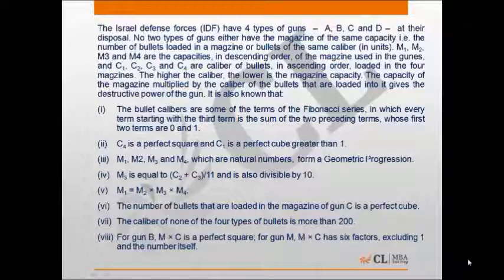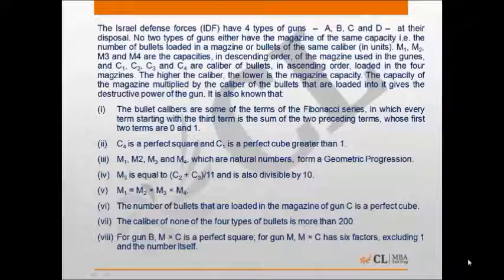And when the magazine capacity is multiplied by the caliber of the bullet loaded into a gun, it gives the destructive power of the gun. Some more information is given. Like the bullet calibers are some of the terms of the Fibonacci series, in which every term starting with the third term is the sum of the two preceding terms, whose first two terms are 0 and 1. C4 is a perfect square and C1 is a perfect cube greater than 1.